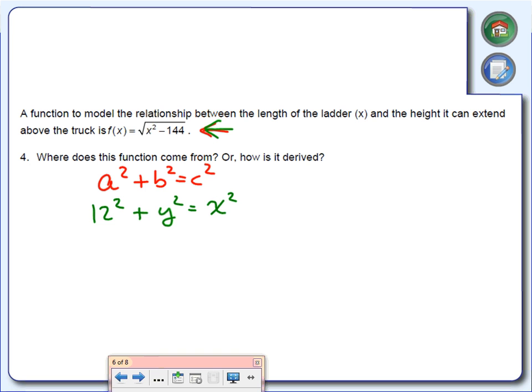Well, what do we do first? What do we do first on all those that we did together? We did 1, 2, and 3. First, we squared the number. So 12 squared is 144. That was the first thing we did.